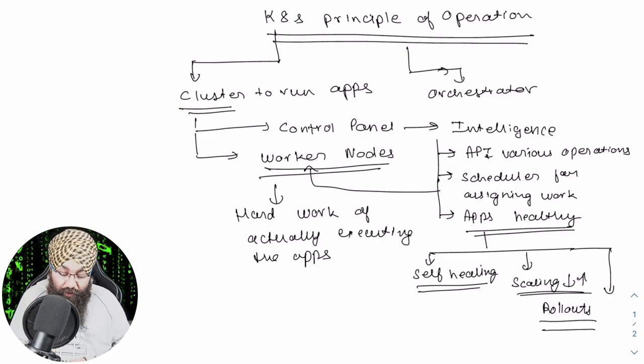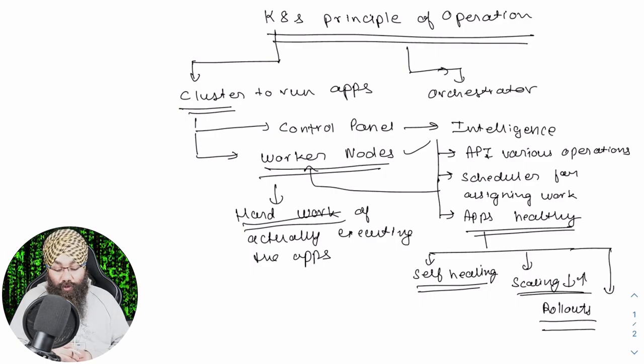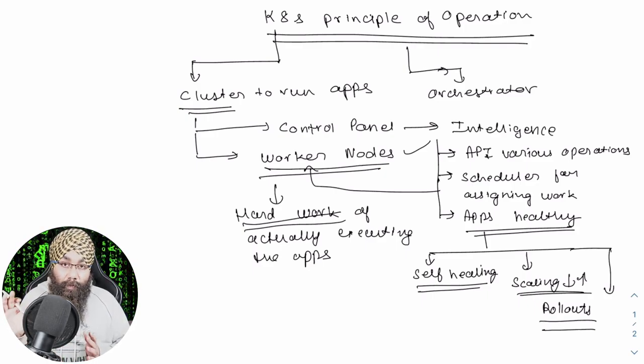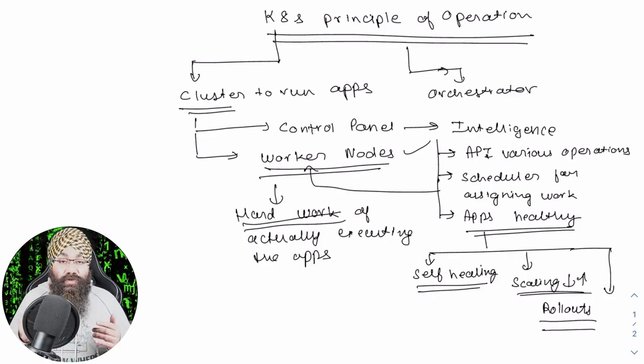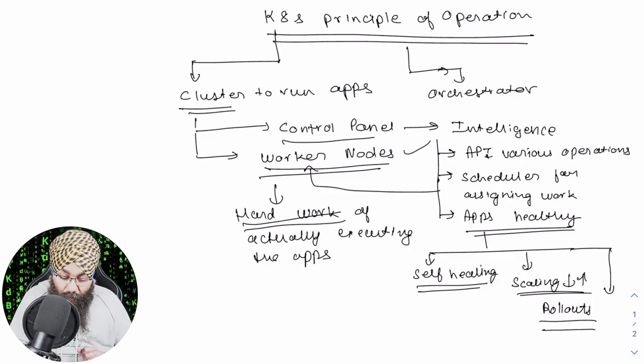Now what does the worker node do? The worker node does the hard work of actually executing your apps. There will be a lesser number of control planes that do the management, and more worker nodes where the actual app is running. So on a broad level, the major components are the control plane and the worker nodes.